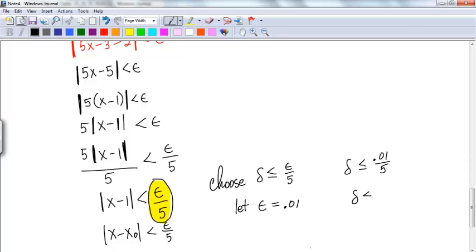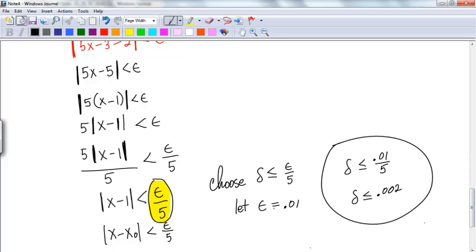When you divide that out, 0.01 divided by 5, do that on your calculator. What do you get? 0.002. So if I picked a specific epsilon to be 0.01, then that specific delta is going to be 0.002. Now you could go back and check it. Let's check this specific example.